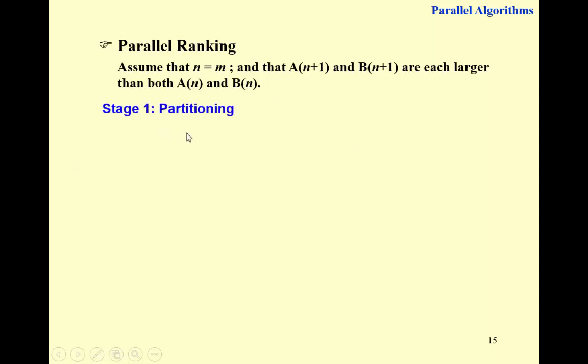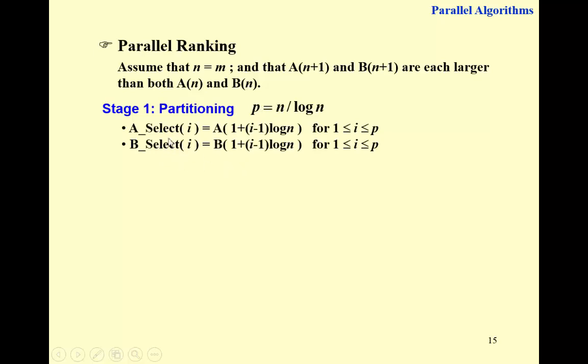Now let's divide the set into p parts. Do the partitioning with n over log n processors. Here we are supposed to do the selections. We should select p elements from A and from B with a jumping distance of log n. So we select the first one and then jump over log n elements to take the next one, and so on and so forth. Then compute the rank for each selected element.